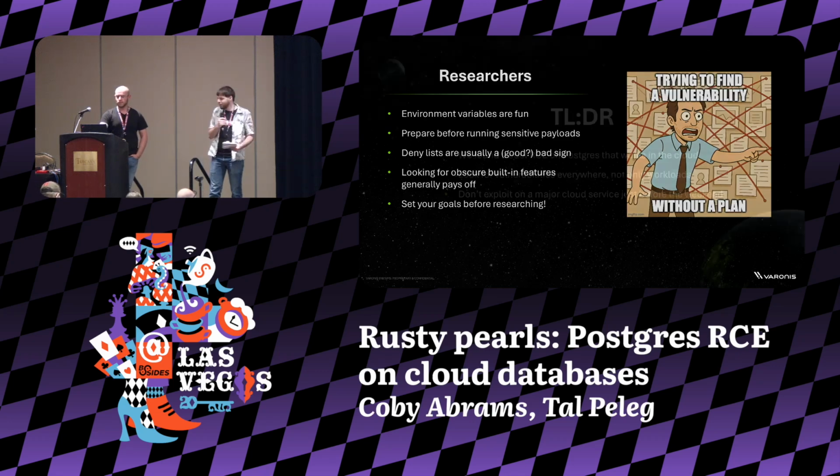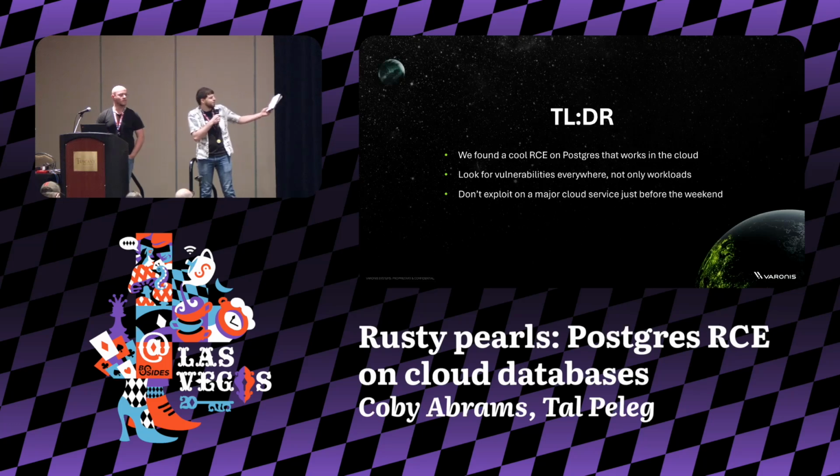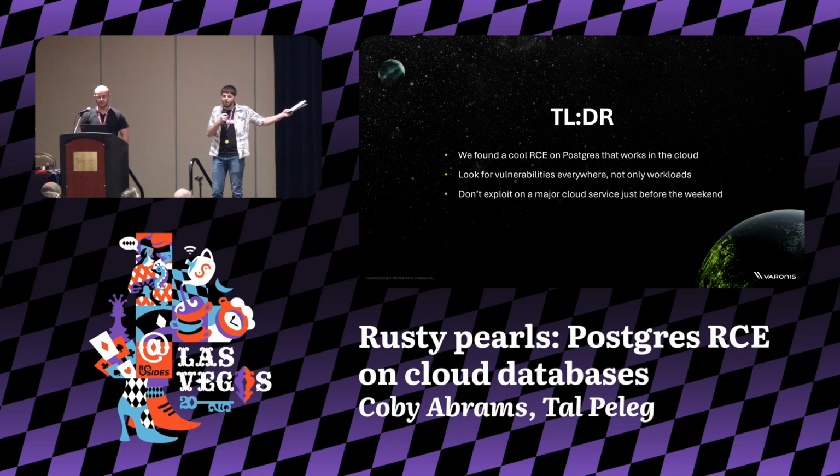So to summarize, 3 things you should remember. We found a cool RCE on Postgres, and it even kind of worked in the cloud. Look for vulnerabilities everywhere, not only workloads. You might be assuming that something is just static, but everything in the cloud is made of many microservices. There can be vulnerabilities anywhere. And finally, don't exploit on a major cloud service without telling them in advance just before the weekend.